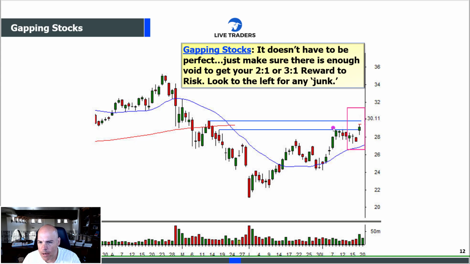So now you have your gap. Now what do we have to do? We have to drill down and look for an entry. But remember, you're just seeing the gap. You're not seeing the market.